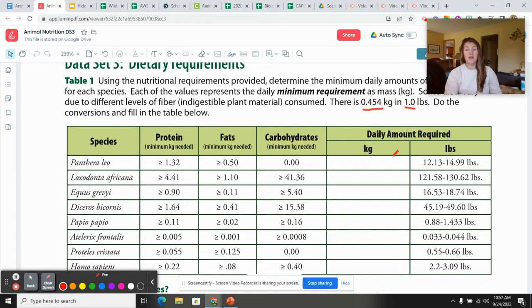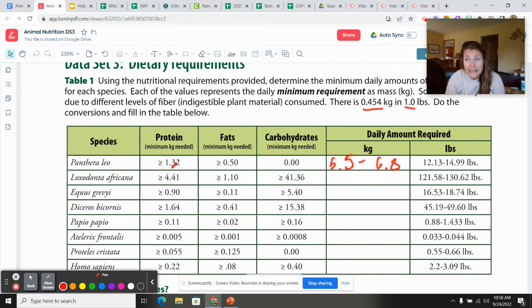0.454 kilograms. So what I'm going to do on my handy dandy calculator is 12.13 times 0.454 equals 5.5. Oh my gosh, I'm so sorry, I'm bad at writing with this. And then 14.99 times 0.454 is 6.8. That took all of my concentration. Okay. So for a lion, they need between 5.5 and 6.8 kilograms of food per day.